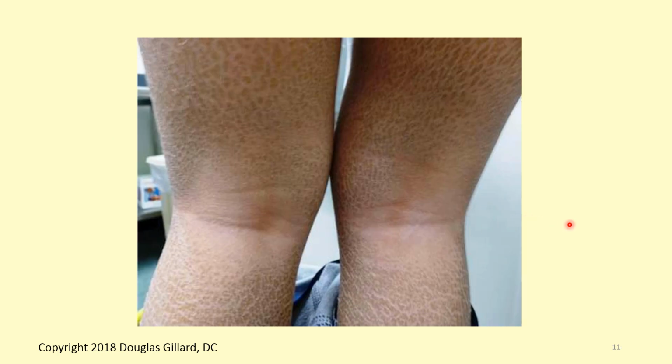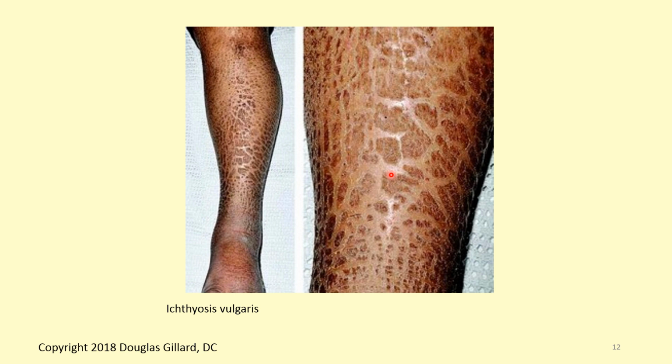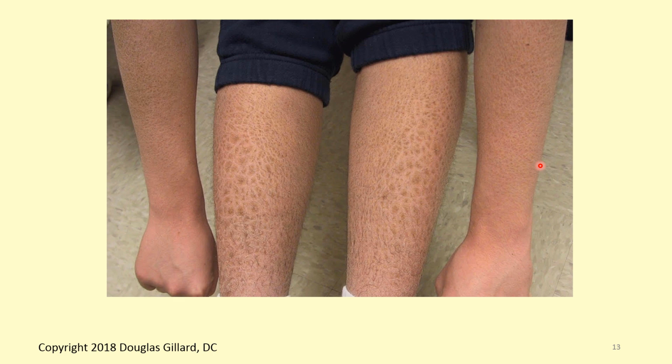Here's a perfect example of it. Looks like fish scales. You've probably seen someone like this. There's another one, a little more pronounced. This is a patient with ichthyosis vulgaris. Another one. You can see it on his thighs, on his legs.